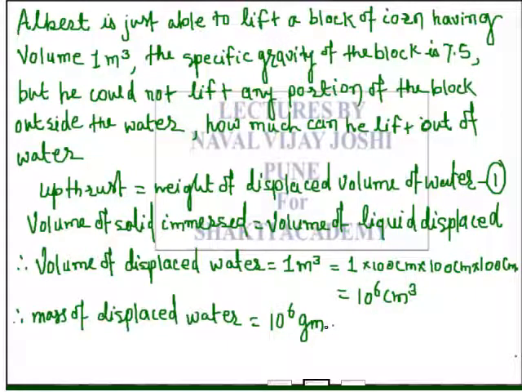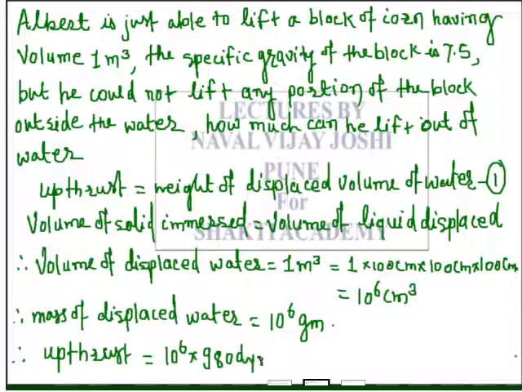Okay, so this much water is displaced, and therefore I could find out the upthrust as upthrust is equal to 10 raised to 6 into 980 dyne. Okay, so this much is the upthrust. I would give it a number for our memory, that is 2. Okay, so till here we have solved.